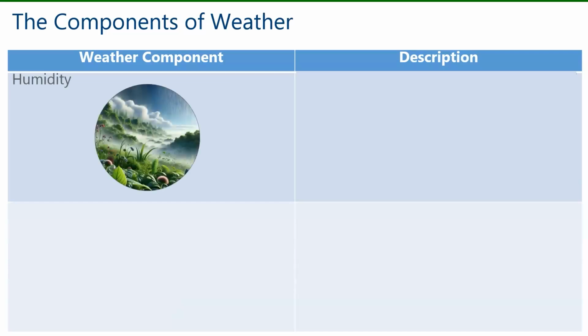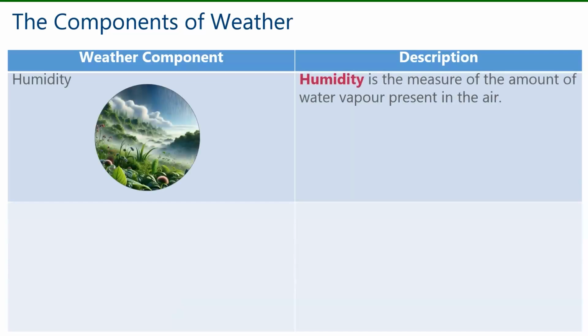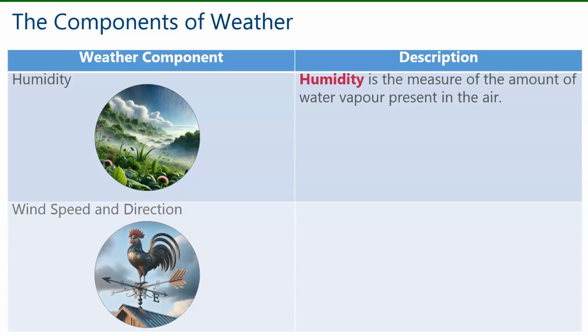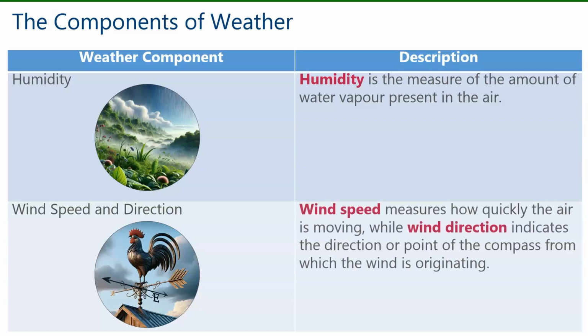Next up, we have humidity. Humidity is a measure of the amount of water vapor present in the air. Following humidity, we have wind speed and direction. Wind speed measures how quickly the air is moving, while wind direction indicates the direction or point of the compass from which the wind is originating.